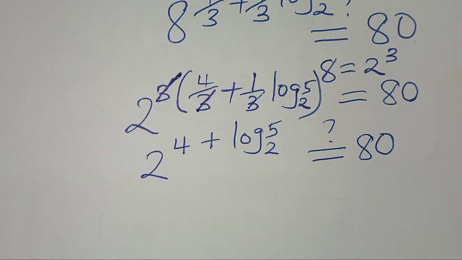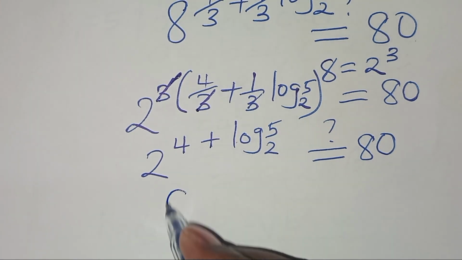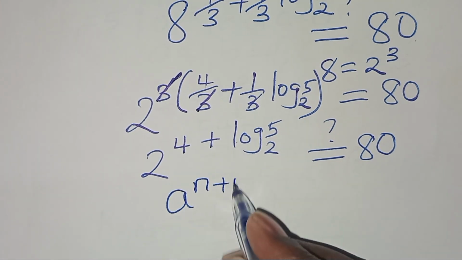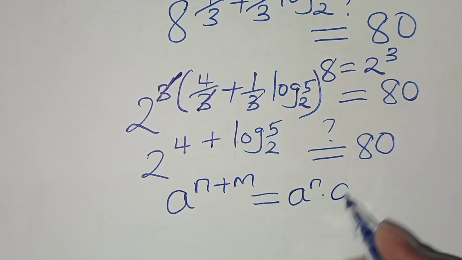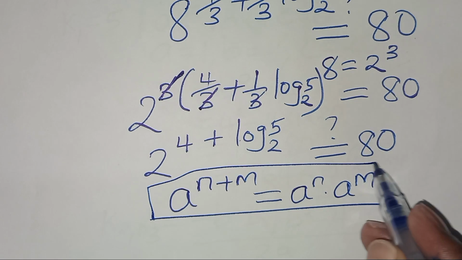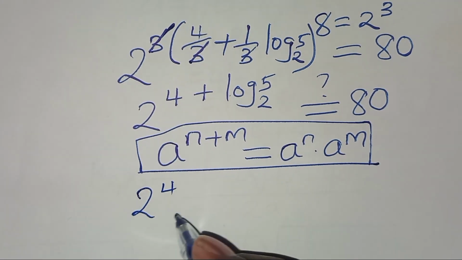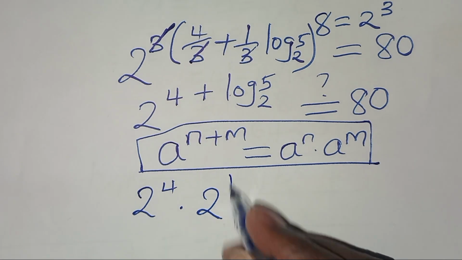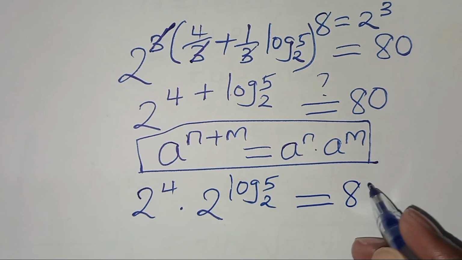The next step from here, we have that 2 to the power 4 plus log 5 to base 2. This is in the form of a to the power n plus m, which we can express as a to the power n multiplied by a to the power m. So let's apply this exponent property, so that now here we'll have 2 to the power 4 multiplied by 2 to the power log 5 to base 2. This is supposed to give us a value of 80.